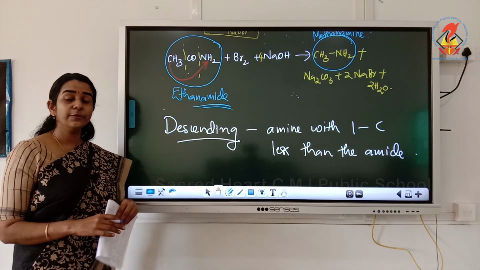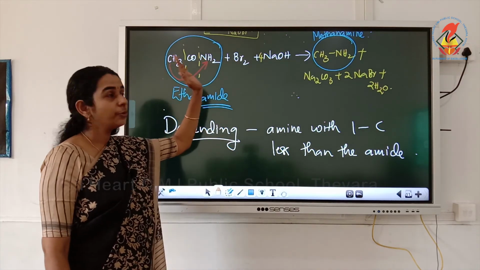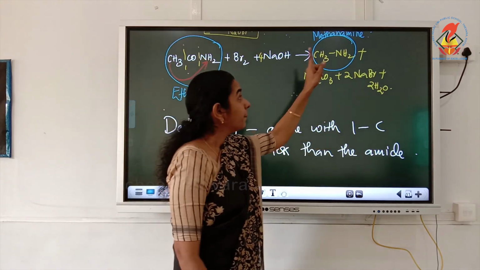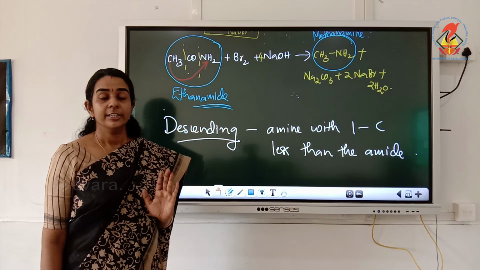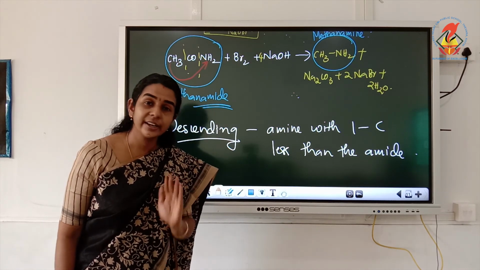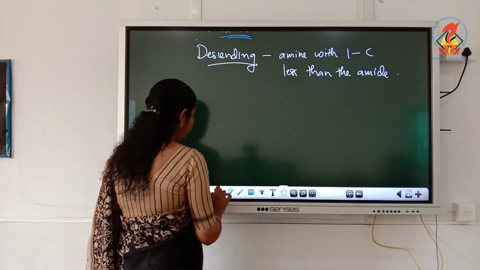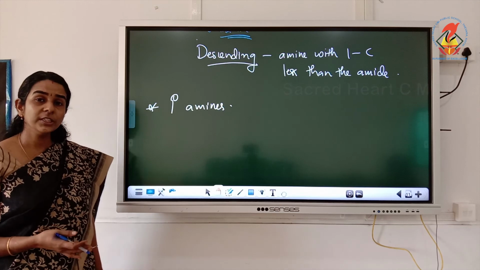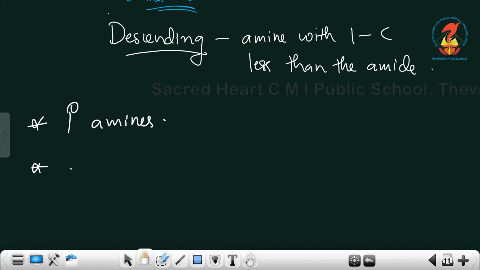So how can we define the Hofmann-bromamide reaction? Amides on reaction with bromine in aqueous or ethanolic NaOH give primary amines with 1 carbon less than the amide. So that is why it is known as degradation reaction. Remember, very important, here also we can prepare only primary amines. But here we can prepare both aliphatic as well as aromatic primary amines.